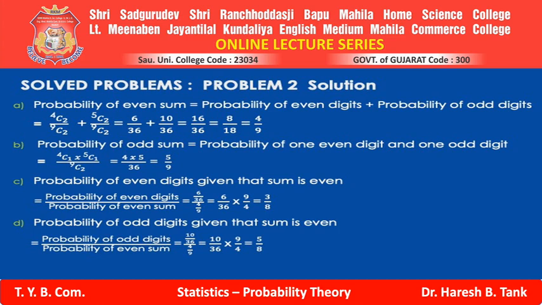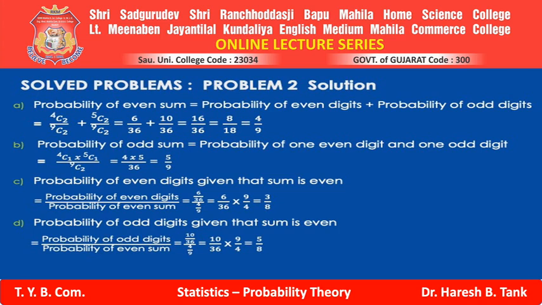Third one, probability of even digits given that sum is even. So probability is very simple. Probability of even digits divided by probability of even sum. Both the probabilities are with you. Just put it in ratio format, put it in reciprocal form. So 6 by 36 multiplied by, reversing it, 9 upon 4, simplifying it, it comes to 3 upon 8. And that becomes the desired probability.